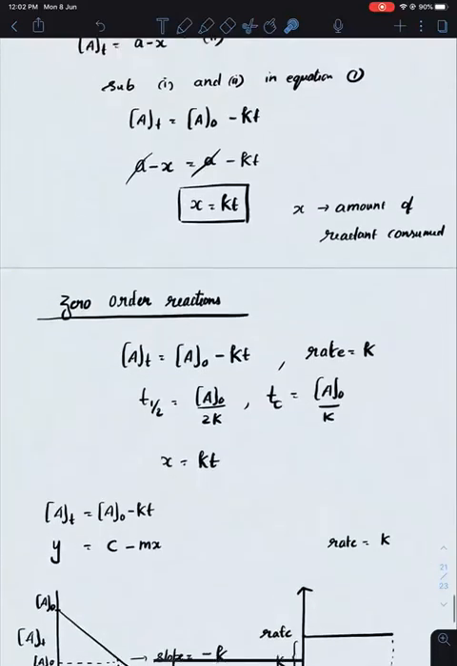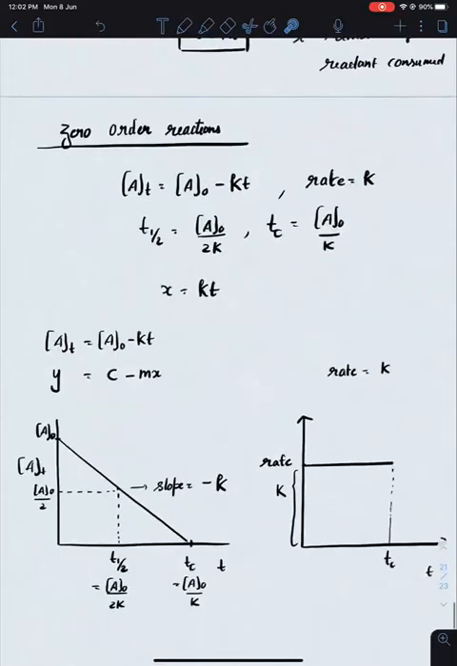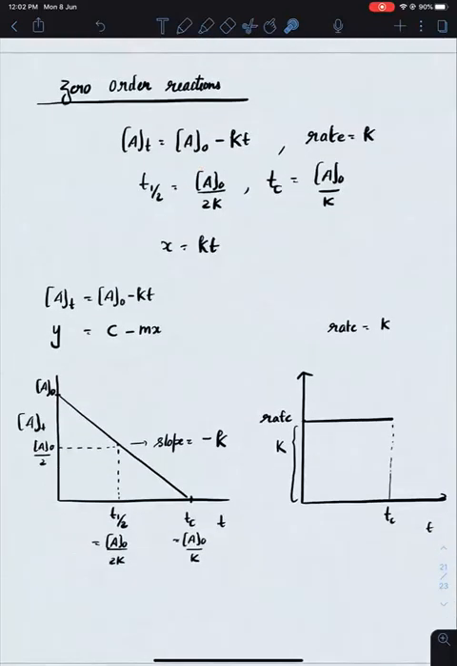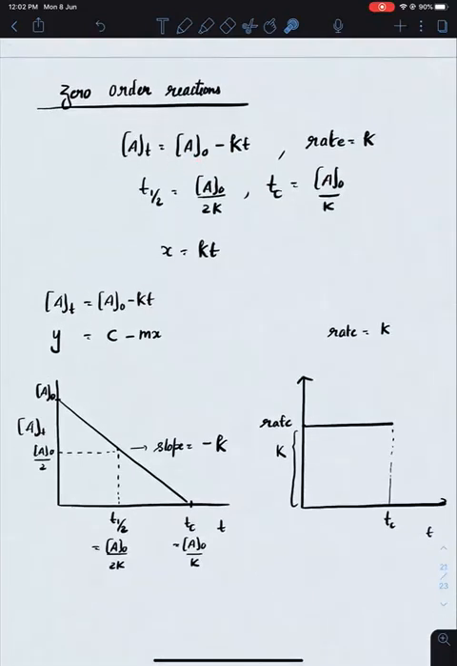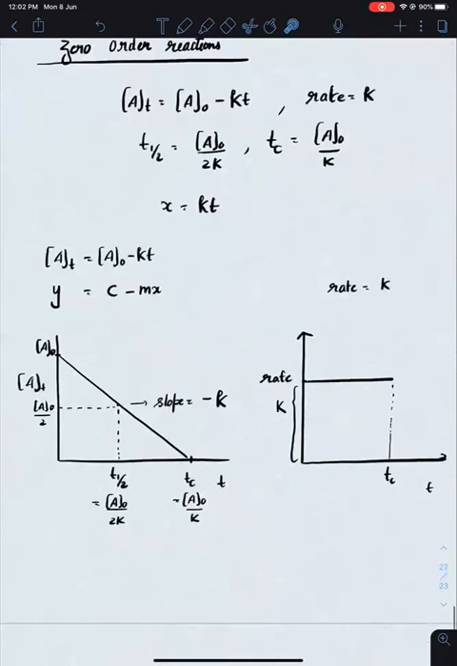Okay. Then we have seen the graphs for the expression At = A naught minus Kt. It is of the type y = mx + c, where the slope is negative. And A naught, obviously the initial concentration, will be a positive value. So slope negative है. This will be the graph.